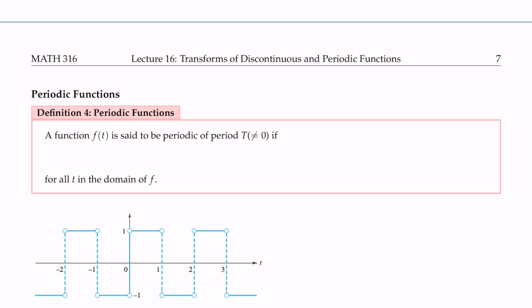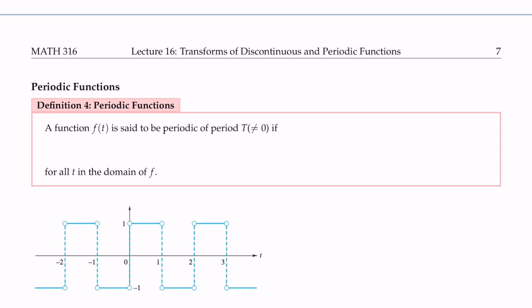Capital T has to be different from 0 if the function f of t can be written as f of t equal to f of t plus capital T, or f of t equal to f of t minus capital T, for all values of little t in the domain of f. Okay, so graphically, the periodic function has repetitive behavior.